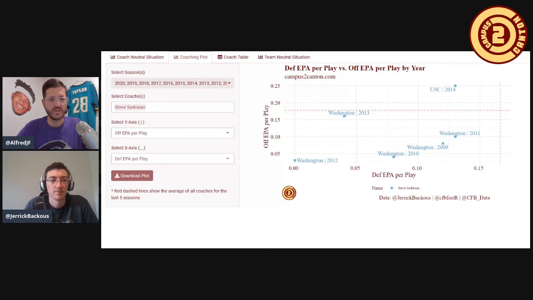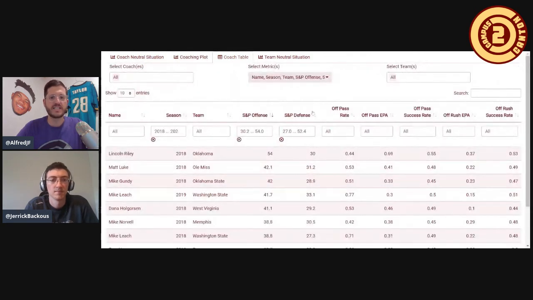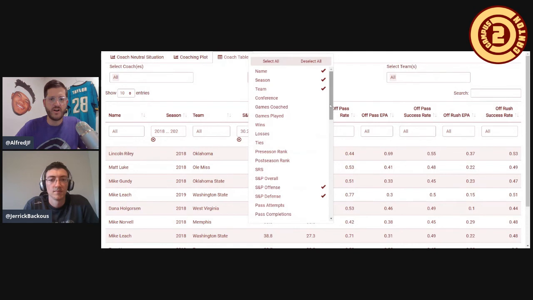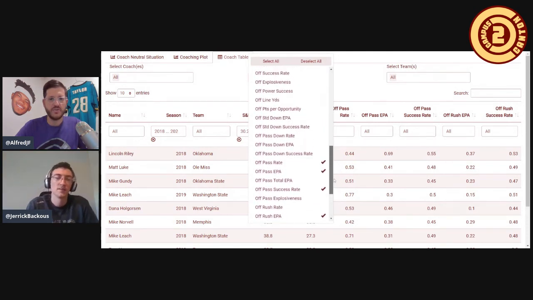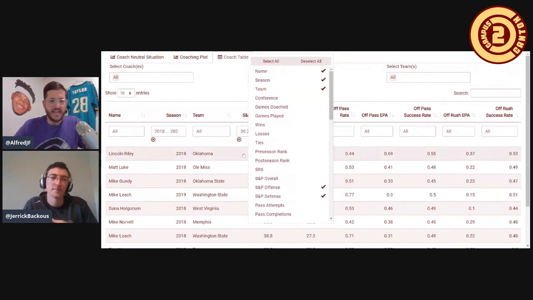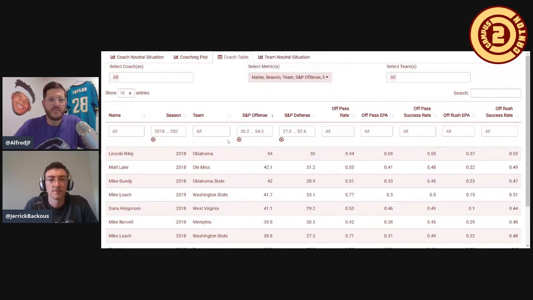We're recording before it's actually live. And then the final thing is a table, which is kind of another way of looking at the information. Again, Jerrick, correct me if I'm wrong, but you have all the same metrics that you do in the graphs if you would like to sort by any of these same things. One thing we picked here was S&P offense, S&P defense, which is a metric by Bill Connolly. He writes at ESPN, and you can look up what S&P means. But it's a way of looking at efficiency, basically.